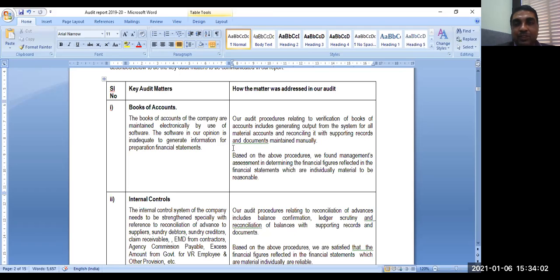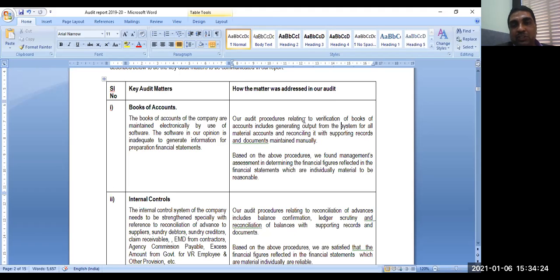Yes, sir. So the auditor's professional judgment says it is a significant matter. Therefore, the auditor included this in the KAM paragraph. But the auditor also has to say how he has addressed that issue. You see, here it shows how the matter was addressed in our audit.